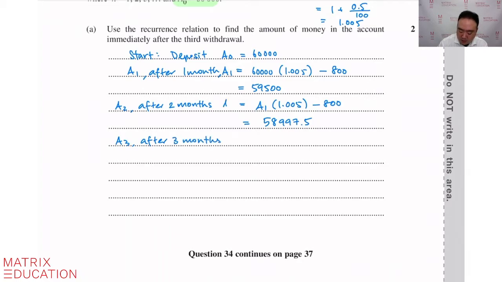And A3, which means after 3 months, A3 is equal to A2 times 1.005 minus 800, which is 58,997.5 times 1.005 minus 800. Now let's calculate that.